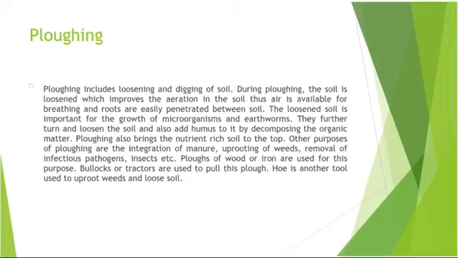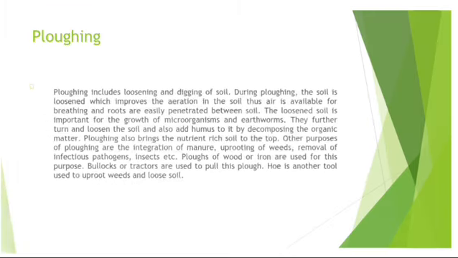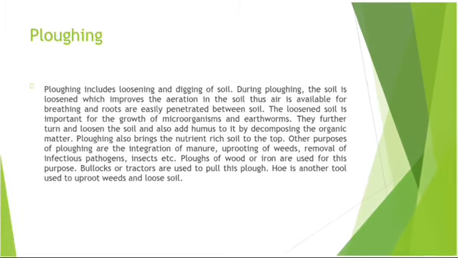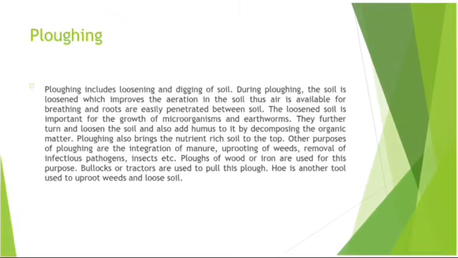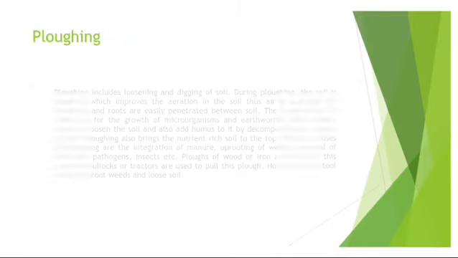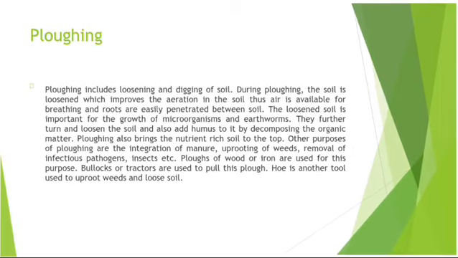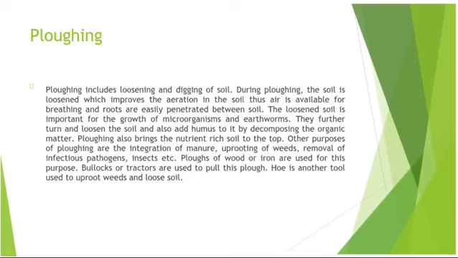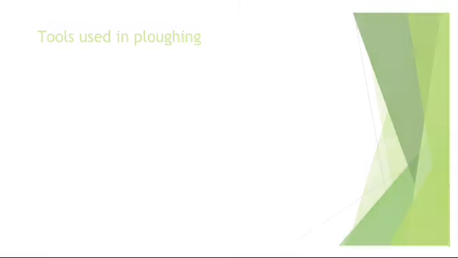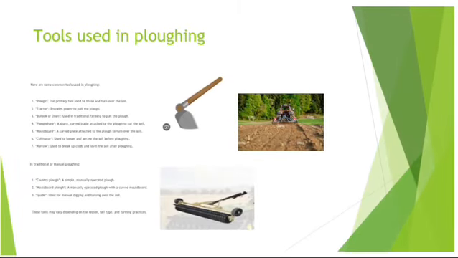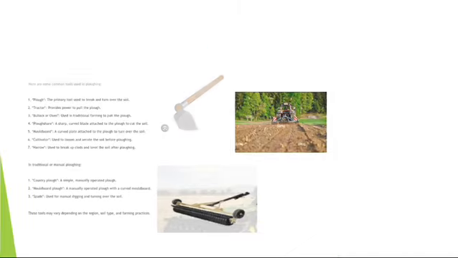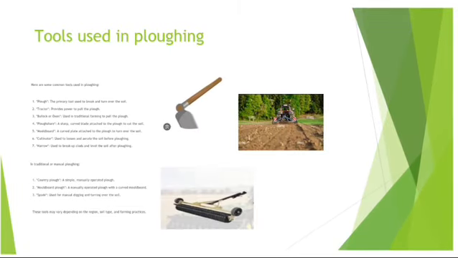Hoe is another tool used to uproot weeds and loosen the soil. And these are some of the tools used in ploughing: spade and tractors. Mostly traditional ploughing uses tools like the country plough, moldboard plough, and spade. And now the modern tools we are using are tractors, moldboard, cultivators, harrow, etc.